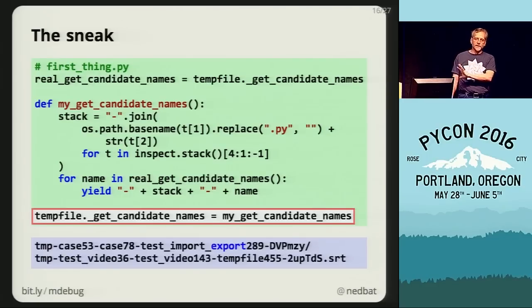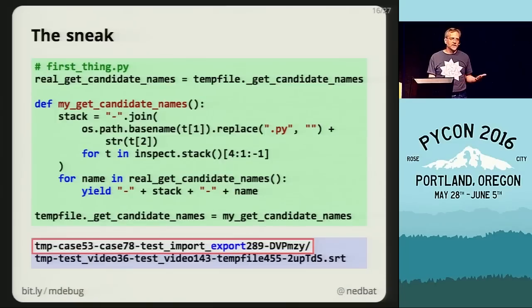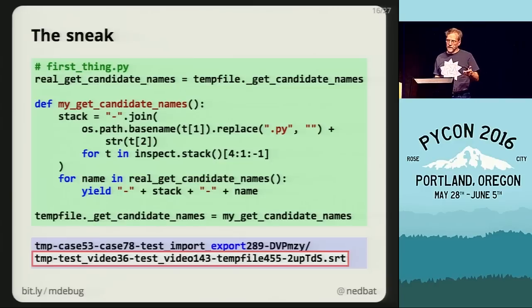And again, I know this code is really dense. It's all online. You can go and study it later. But I'm trying to get the point across that we're monkey patching the standard library, and as a result, we get tempfile names that now look like this. And in this file, you can see that at case.py line 53, called case.py line 78, which called test import export line 289. And so I can go into test_import_export.py line 289 and see there's a mkdtemp right there, and that's one that's not getting cleaned up. So I can fix that line and then go on to the next one where test video 143 is calling tempfile line 455, and et cetera, et cetera, et cetera.